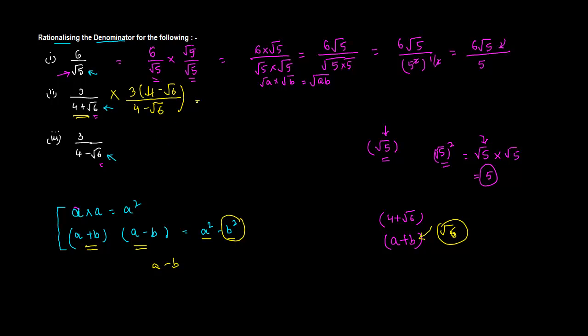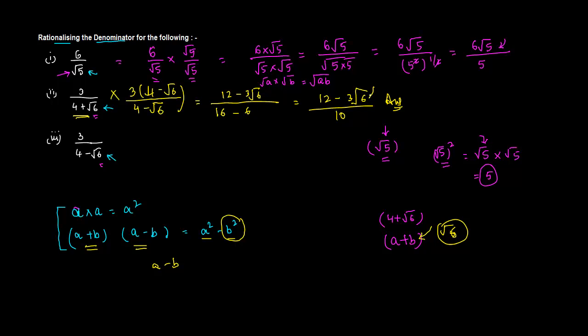Right? Now a plus b into a minus b is what? It's a square minus b square. So a is 4, so we'll write 4 square, which is 16, minus root 6 into root 6, which is root 6 square or 6. 3 into 4 is what? 12, minus 3 into root 6 is 3 root 6. Or we can just write this as 12 minus 3 root 6 divided by 10, and this becomes your answer.